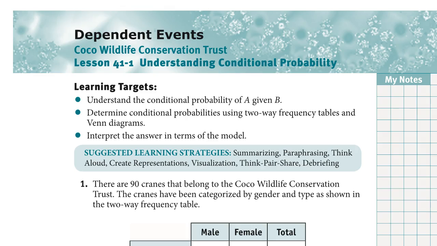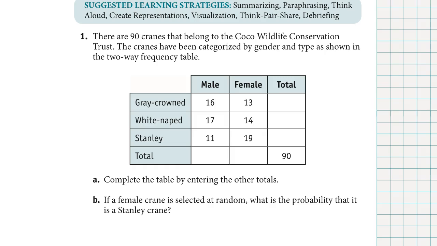This video is for lesson 41-1, Understanding Conditional Probability. Learning goals are to understand what conditional probability means and to find conditional probabilities from data that's in a table or in a Venn diagram. Let's consider this example in number 1.